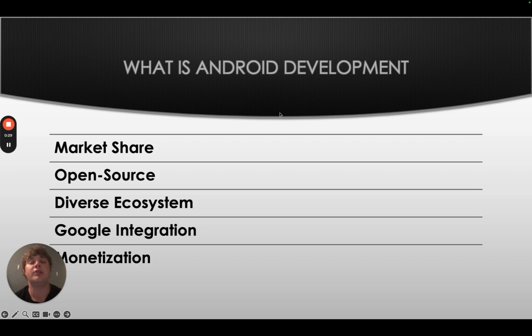Number one, market share. Android powers the majority of mobile devices worldwide, giving you a massive user base for your apps. Two, it's open source. Android is open source, which makes it flexible and customizable for developers. Three, a diverse ecosystem. Android apps can be deployed on various devices from smartphones to wearables, tablets, and even TVs.